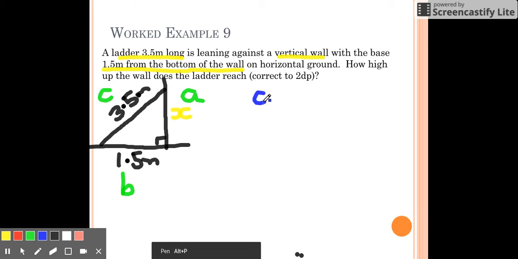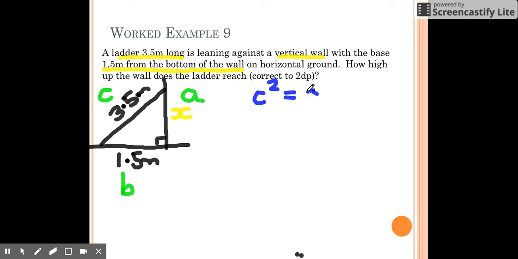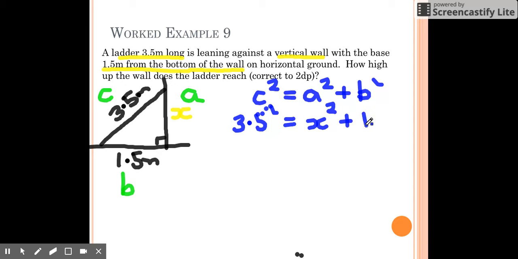All right, so let's start. C squared equals A squared plus B squared. Okay, C squared, 3.5 squared equals A. Well, I don't know that, so I'll call that X. B, 1.5 squared. Now, 3.5 squared is equal to 12.25.